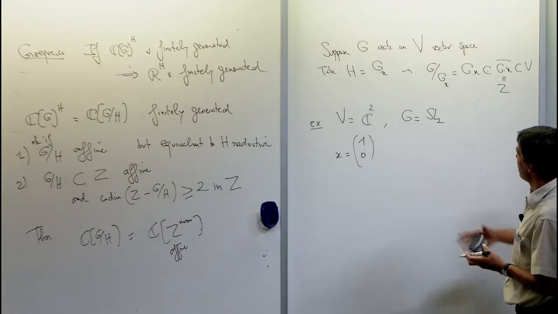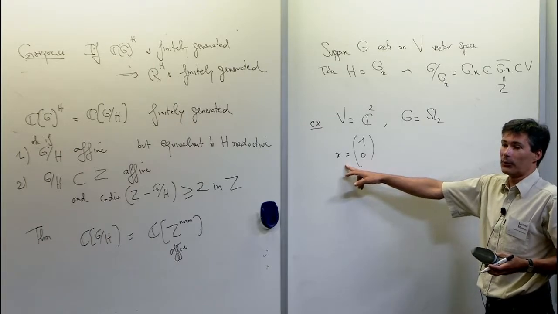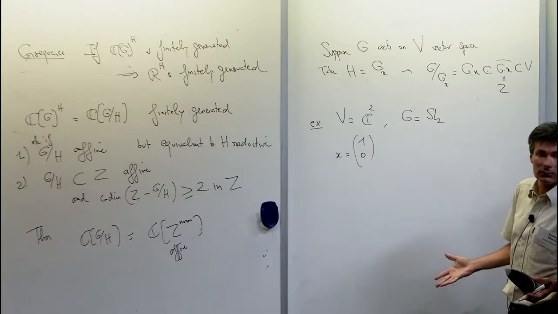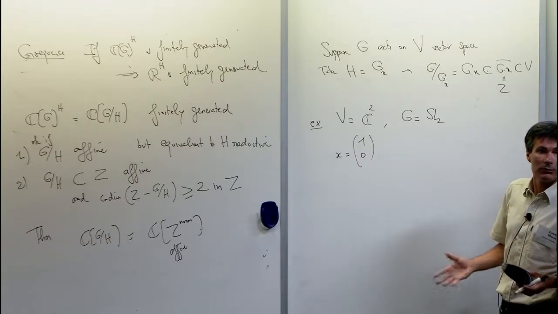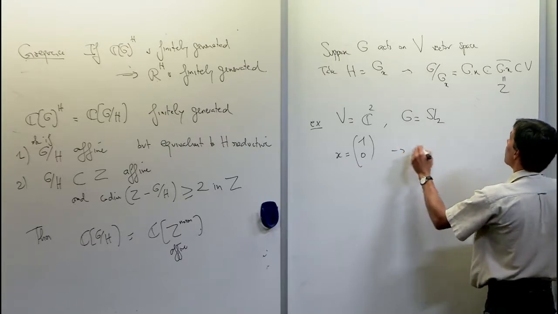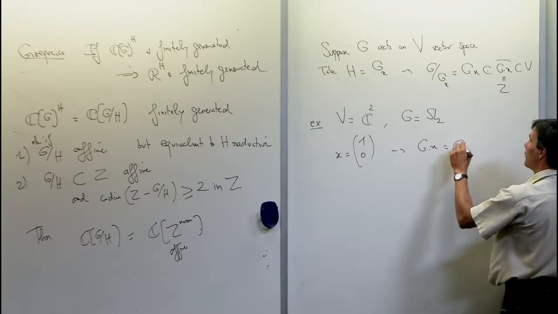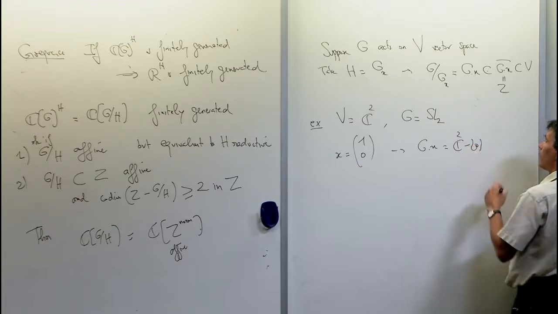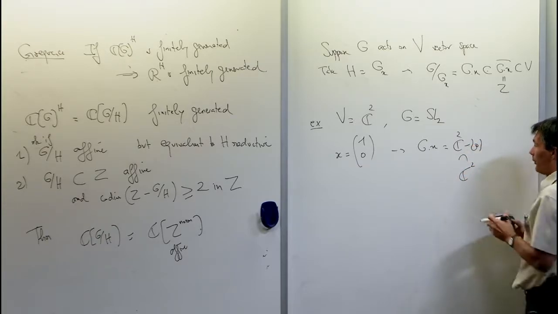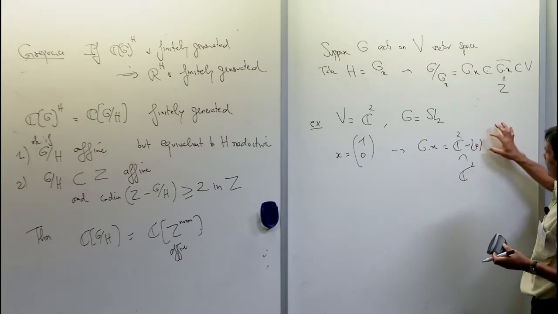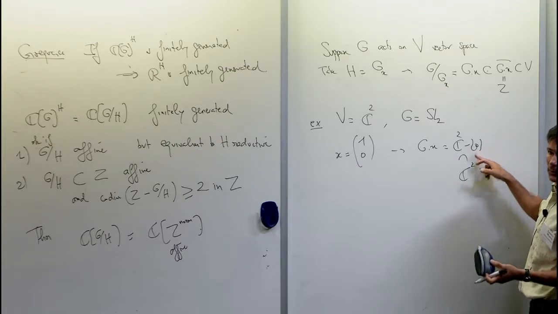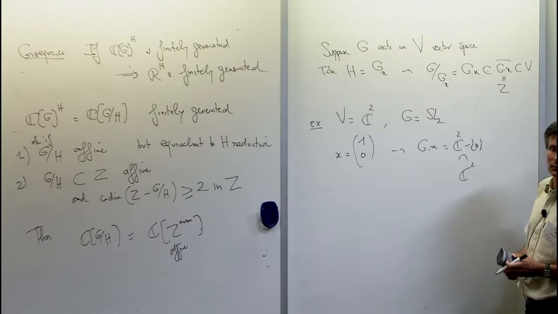By the action of SL2, you can send this vector to any vector except 0, so to C2 minus 0. We are precisely in this nice situation where the boundary, which is just 0, is of codimension at least 2. So this works.